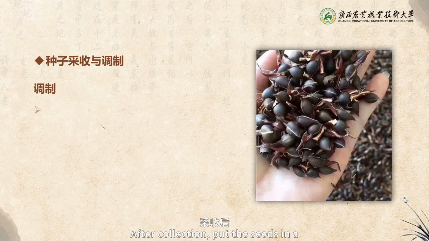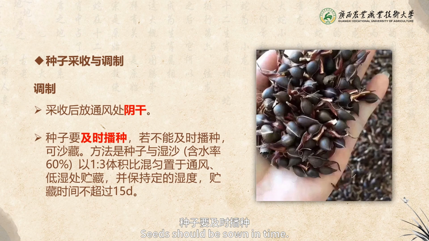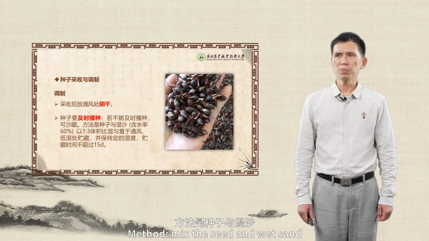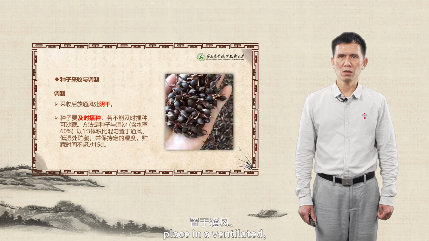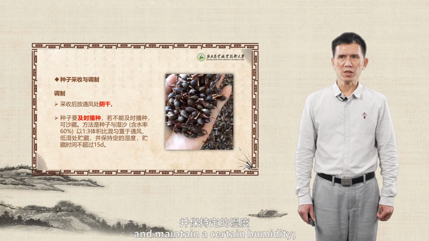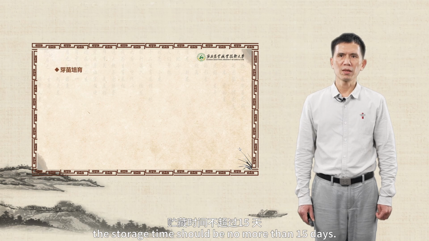Conditioning. After collection, put the seeds in a ventilated place to dry in the shade. Seeds should be sown in time. Otherwise, they should be stored in sand. Method: mix the seed in wet sand, moisture content 60%, in a volume ratio 1:3, place in a ventilated, low humidity place for storage, and maintain a certain humidity. The storage time should be no more than 15 days.